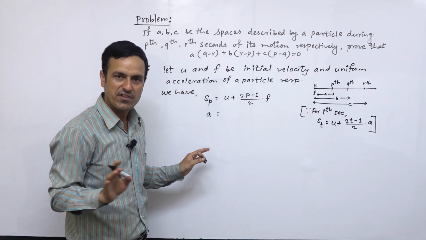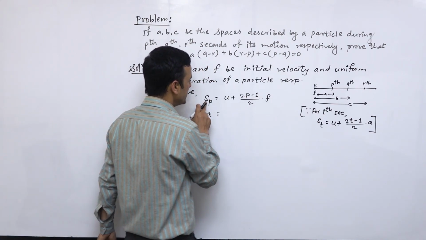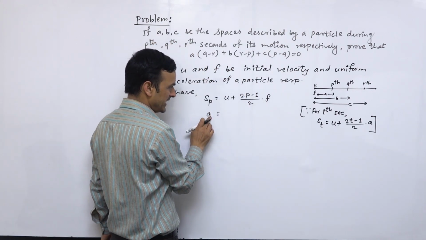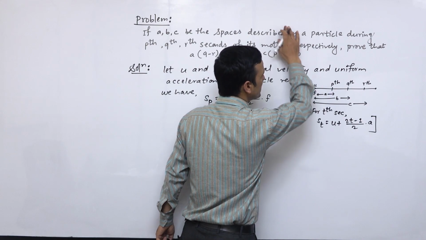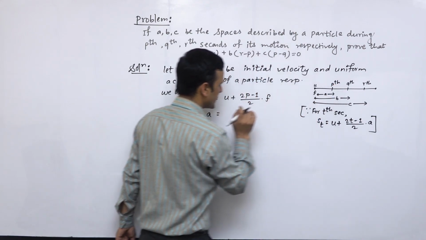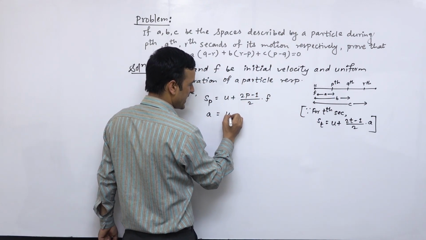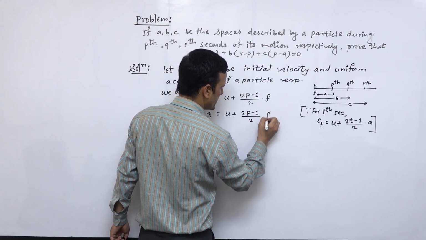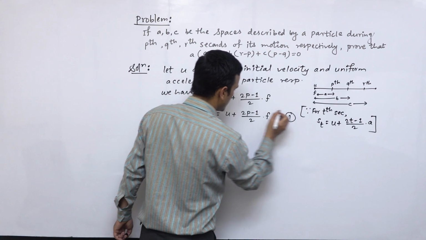So these are different symbols. That's why this is the space. A is the space. First space is a. In the pth second, the particle describes the distance a. So Sp is equal to a, and a is equal to u plus (2p minus 1) divided by 2 into f. So this is equation 1.